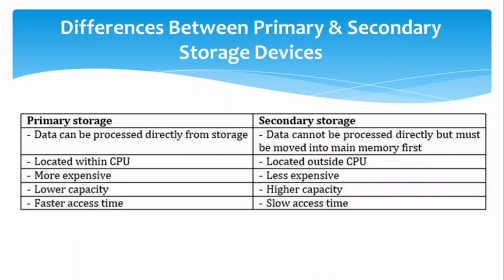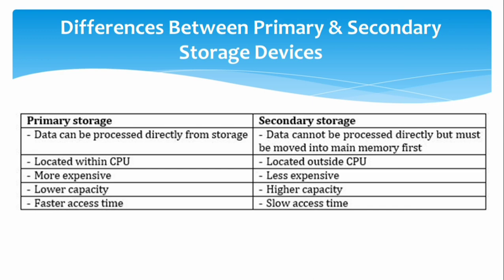So the difference between primary and secondary storage: primary is located within the CPU. Secondary is outside the CPU. Primary is more expensive. Secondary is less expensive. These are the differences. Faster access time is on the primary storage side. Slower access time is on the secondary storage side.